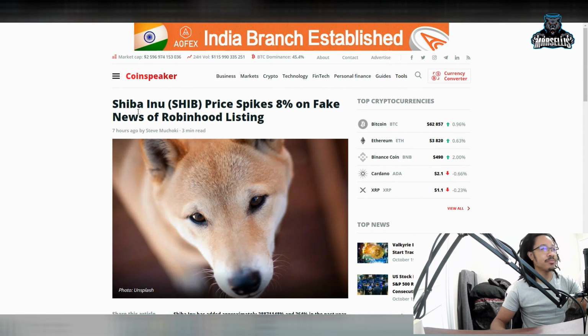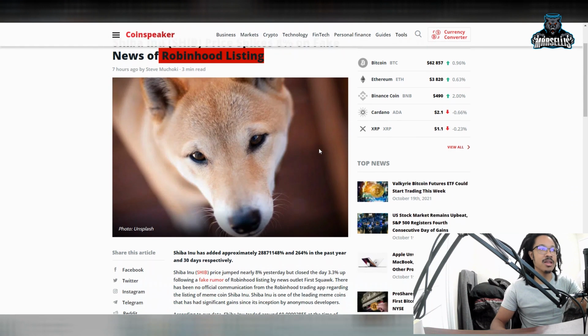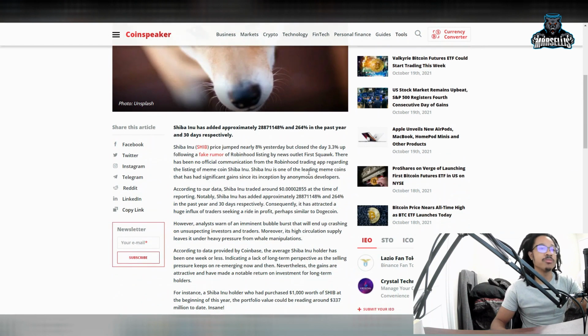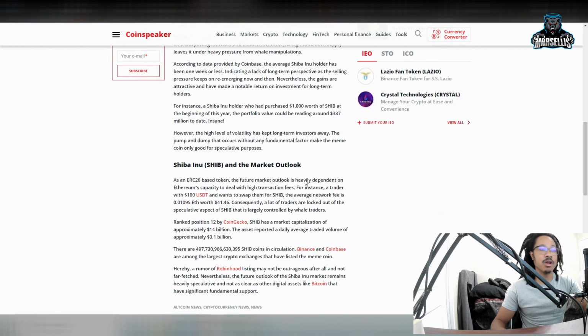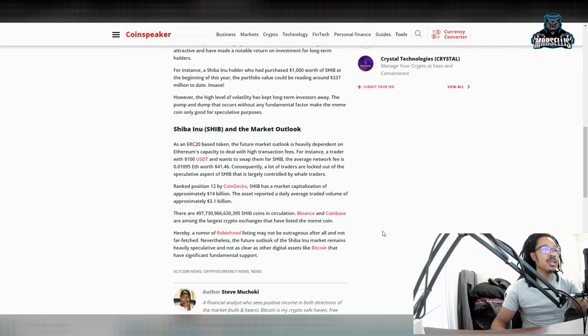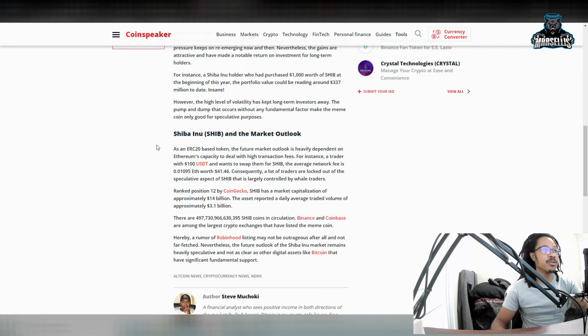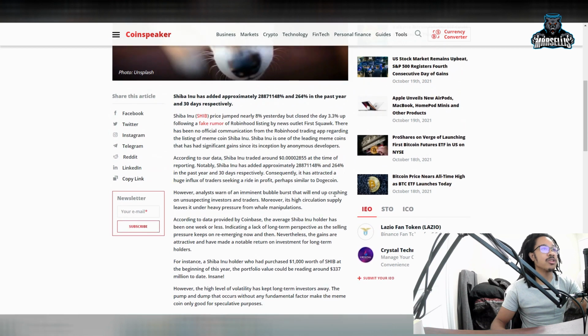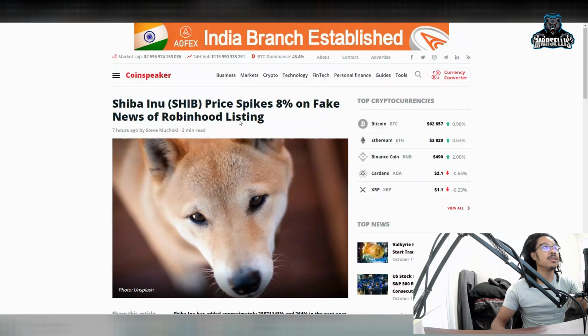And then over here, Shiba Inu price spikes 8% on fake news of Robinhood listing. So just off of fake news, it was spiking. So this news right here is going to send Shiba Inu to the moon. Or I mean, this rumor. It's currently a rumor, it's not news. But right now, since it's a rumor, it's definitely going to send Shiba Inu straight to the moon. This is actually going to be pretty good for us. So anyways, Shib has some big stuff going on right now, so I would definitely not count Shiba Inu out at all.